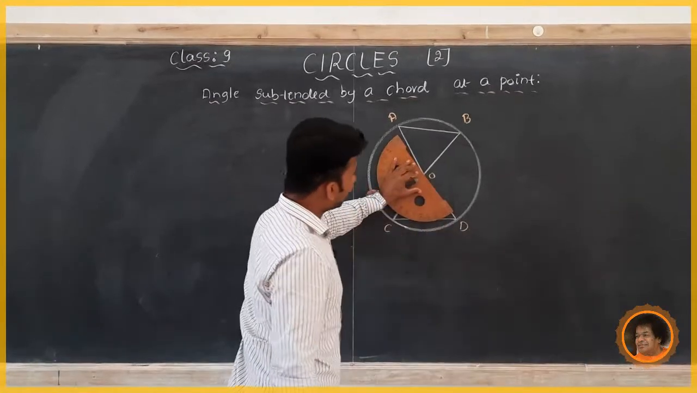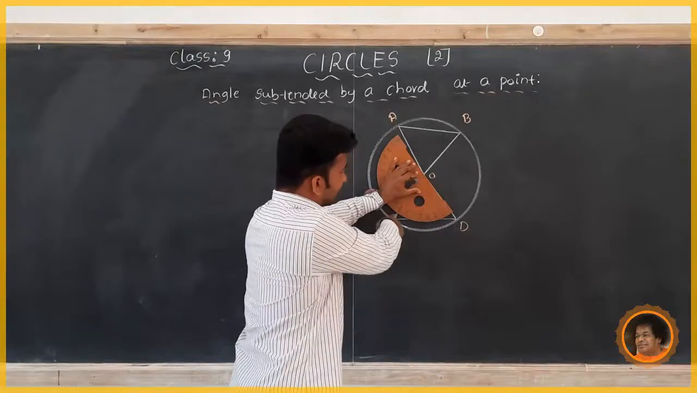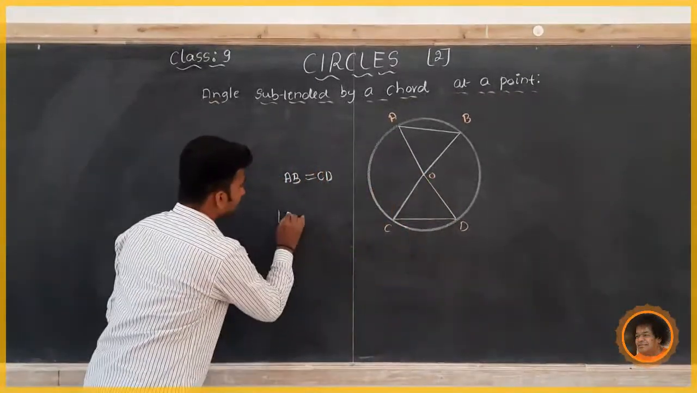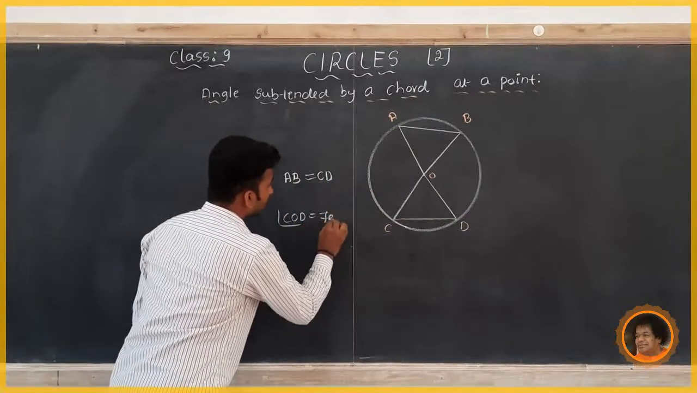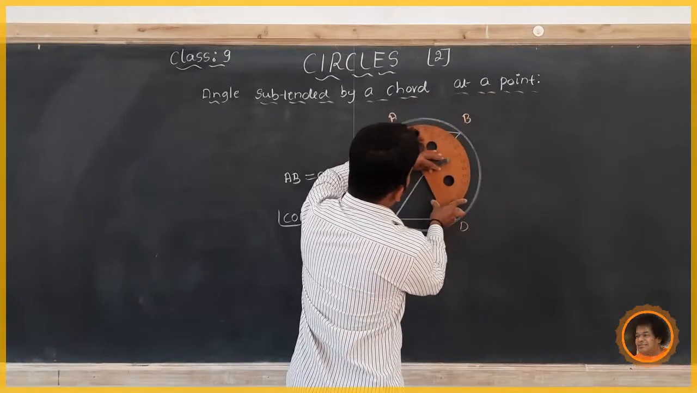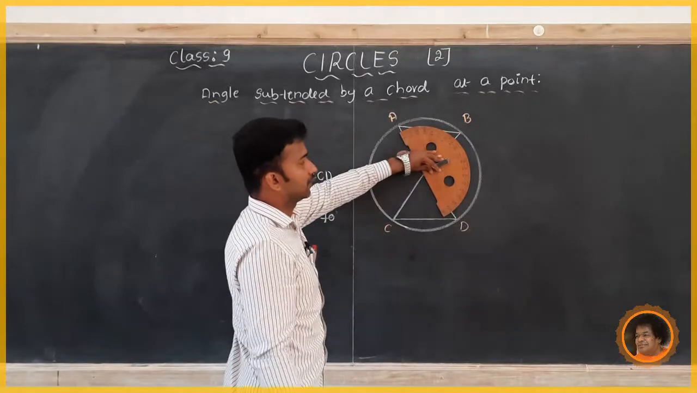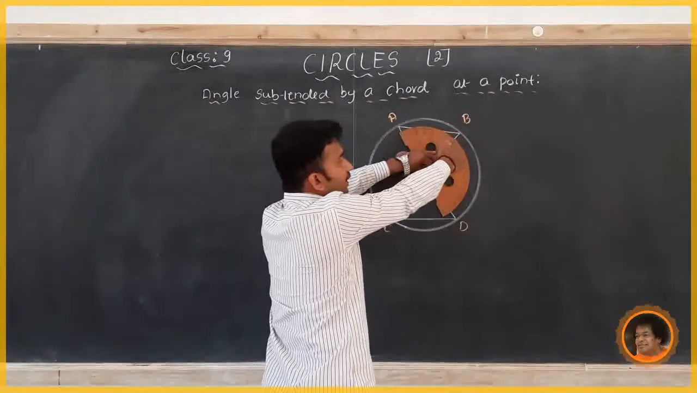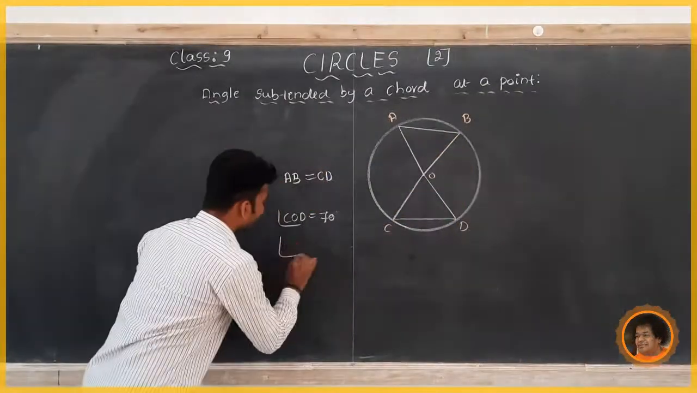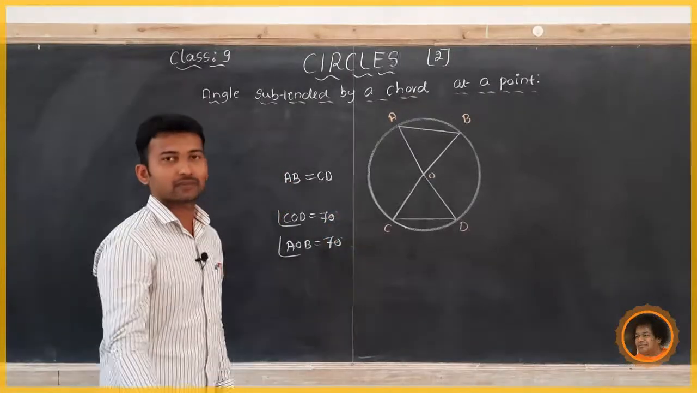Angle COD is equal to 70 degrees. Now we need to measure angle AOB. Yes, angle AOB also measures 70 degrees. Angle AOB is also equal to 70 degrees.